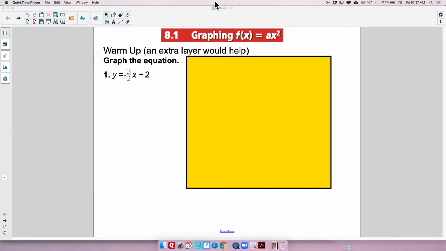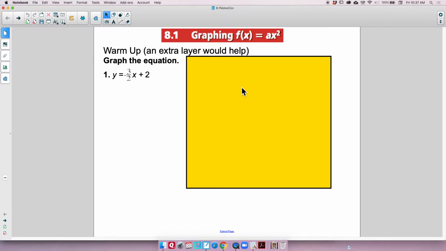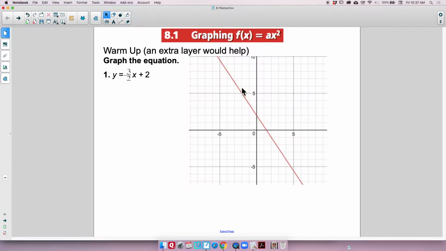Okay, so I notice it's in y equals mx plus b form, so I know that one point that I can go to on my graph is (0, 2), because that's the y-intercept, and the slope of negative 3/2 means to get a second point from my y-intercept, I can go down 3 and to the right 2 and draw a line, or I could have gone up 3 and then to the left 2. Remember, just one negative direction, one positive direction.